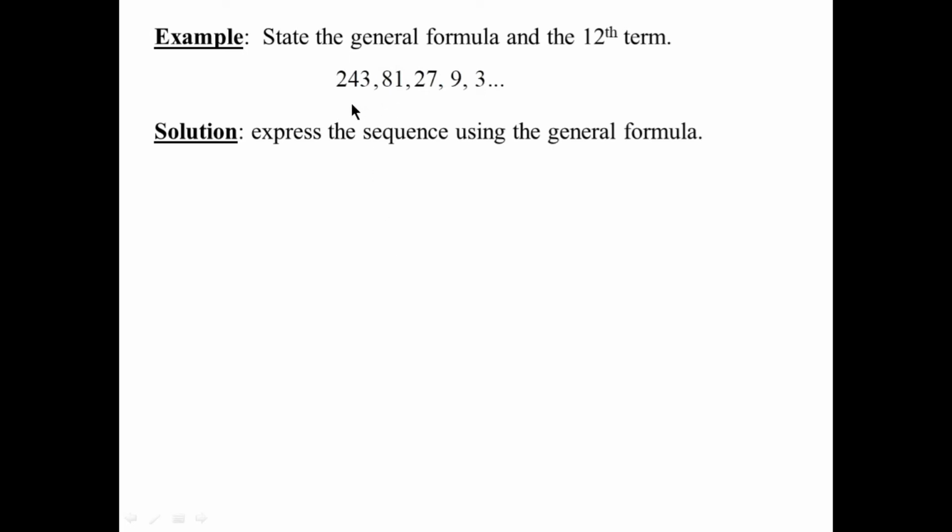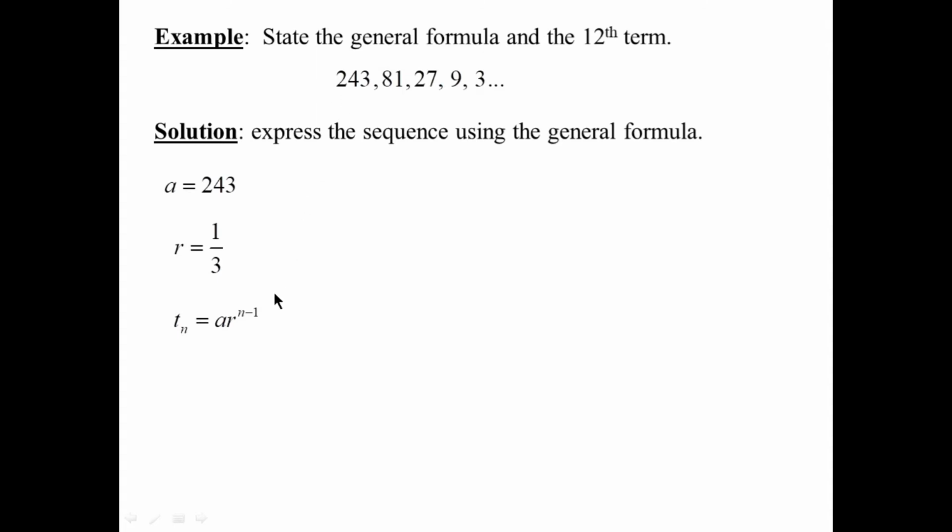State the general formula and the 12th term. Let's do it all again. Solution: express the sequence using the general formula. So dividing backwards, we see that the first term is 243, so a is 243, and then dividing backwards, r is a third because 81 over 243 is a third, 27 over 81 is a third, 9 over 27 is a third, 3 over 9 is a third. So r is a third.